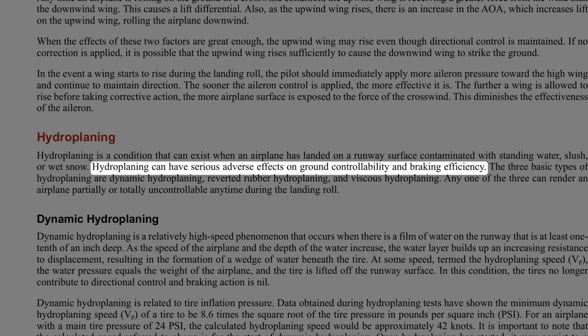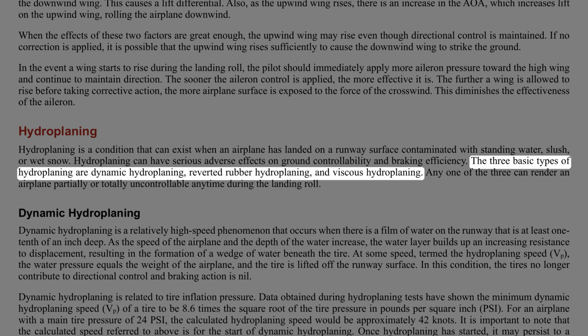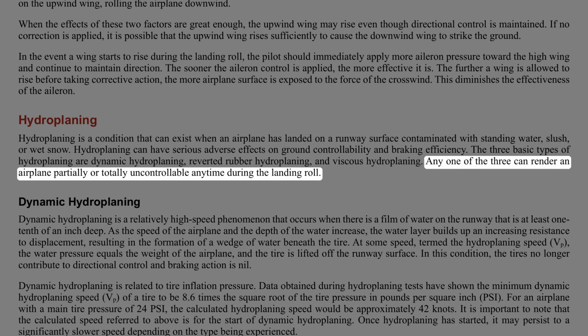Hydroplaning can have serious adverse effects on ground controllability and braking efficiency. The three basic types of hydroplaning are dynamic hydroplaning, reverted rubber hydroplaning, and viscous hydroplaning. Any one of the three can render an airplane partially or totally uncontrollable anytime during the landing roll.